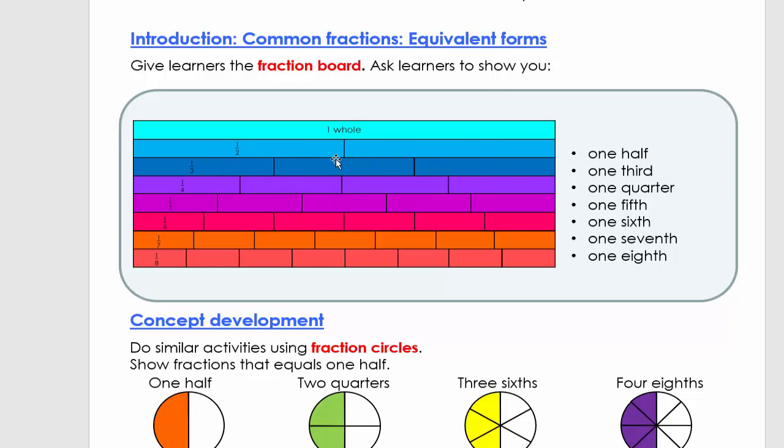So I'm just going to give you an example. This is 1/2, 2 halves. 2 halves gives me 1. Here is 1/3. I've got another third. I've got another third. So 1/3, 2/3, 3/3, and that gives me 1 whole. I want you then to explain the rest of this fraction wall. It's time to pause.